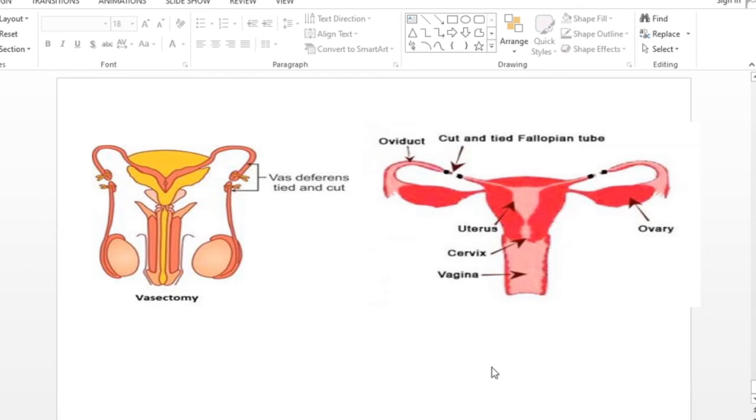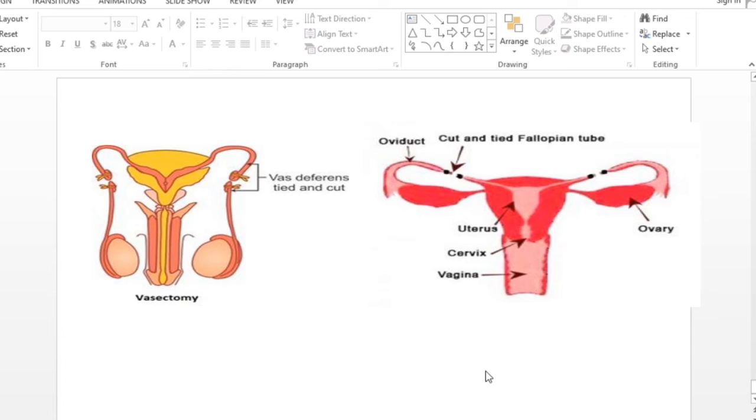The surgical method of contraception is the permanent method. In the case of males, vasectomy, and in the case of females, tubectomy is conducted surgically. If the vasa deferens which deliver the sperms is blocked, then the transfer of sperm is avoided. So in vasectomy, the vasa deferens is cut and tied. In this picture, you can see the vasa deferens, it is cut and tied in order to prevent the entry of sperms from testes to ureters.